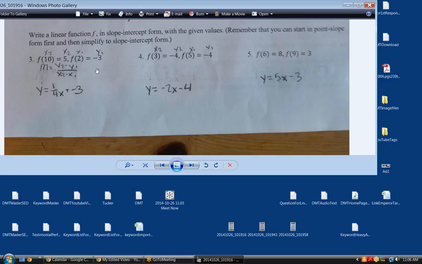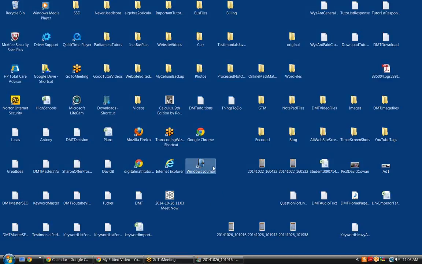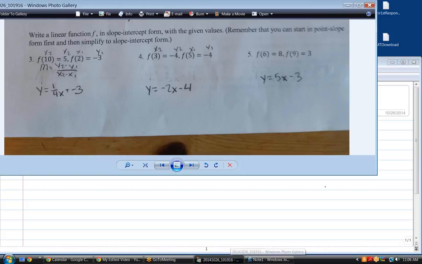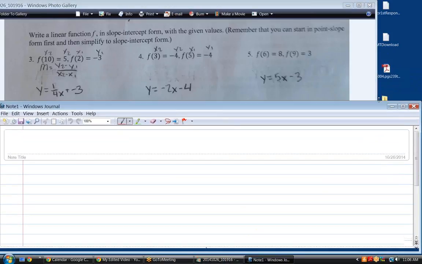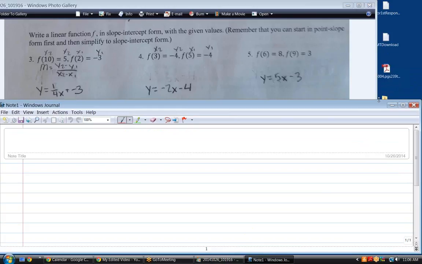Right offhand, number 3 doesn't look correct to me. Maybe I just haven't looked at it long enough here. Hold on a second. Let me open the page. All right. So you got the slope is y sub 2 minus y sub 1 over x sub 2 minus x sub 1. So that's a slope of 8 over minus 8. Hold on. Okay. I'm not used to seeing it in.